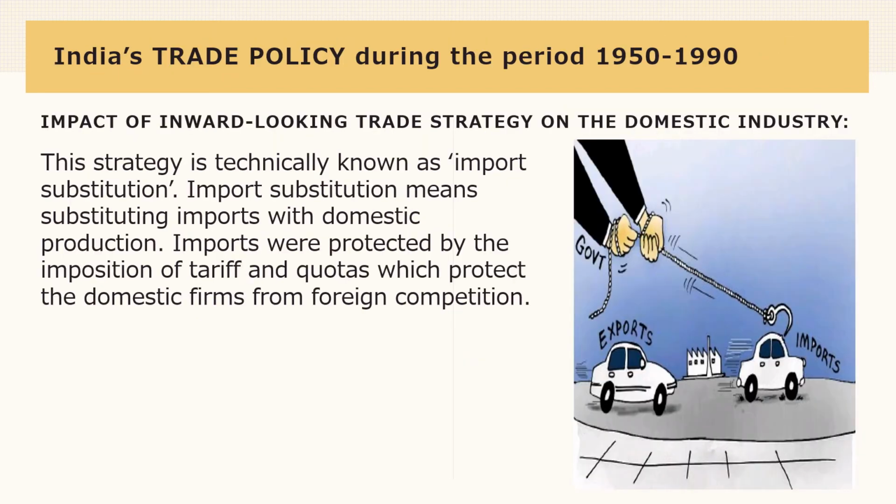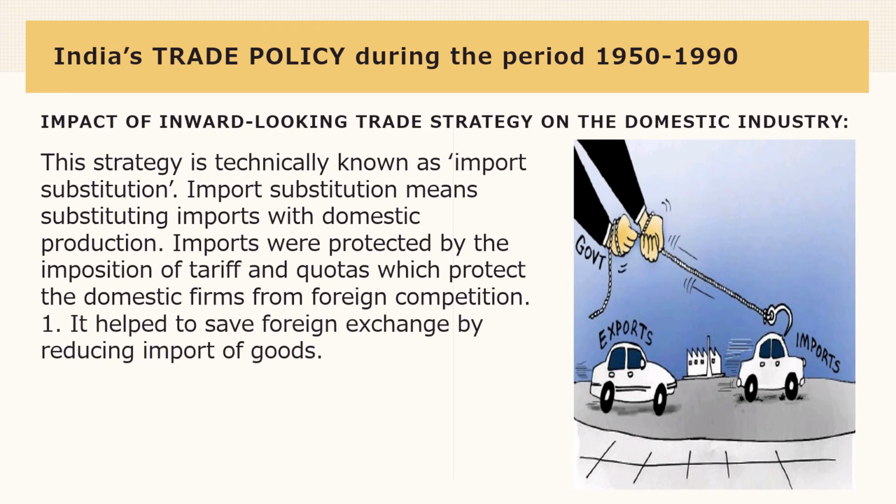Let us now examine India's trade policy during the period 1950 to 1990. In this, we will learn about the impact of the inward-looking trade strategy on the domestic industry. Now, this strategy is technically known as import substitution. What does this mean? It means substituting imports with domestic production. Imports were protected by the imposition of tariffs and quotas, which protect the domestic firms from foreign competition.